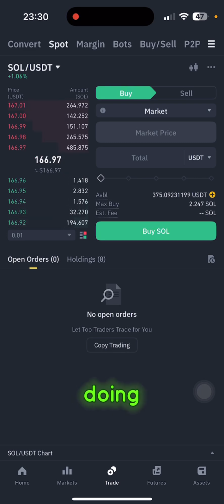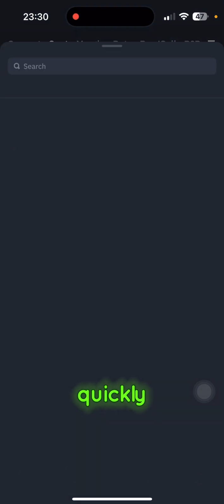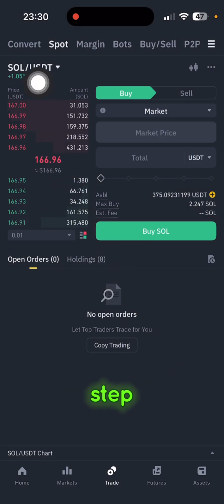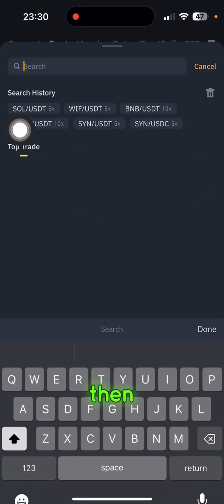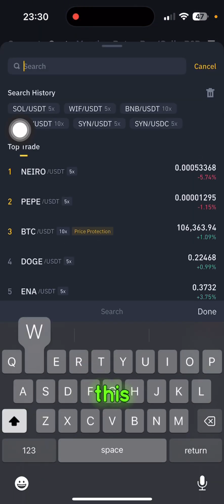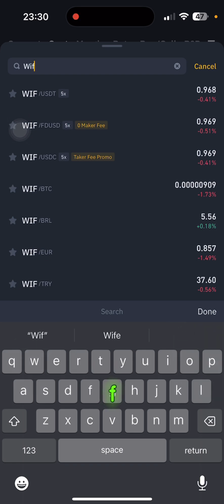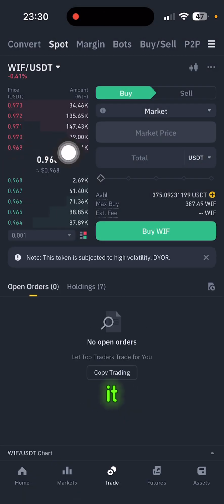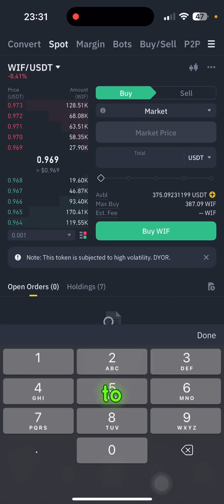All we are going to be doing is to quickly search for... let me walk you through step by step. You first of all have to click on this icon, okay, and then you search for the coin, which in this case is WIF. After that, you will need to buy it here and then transfer it over to MEXC and sell. I'm going to be using about 200 to do this.